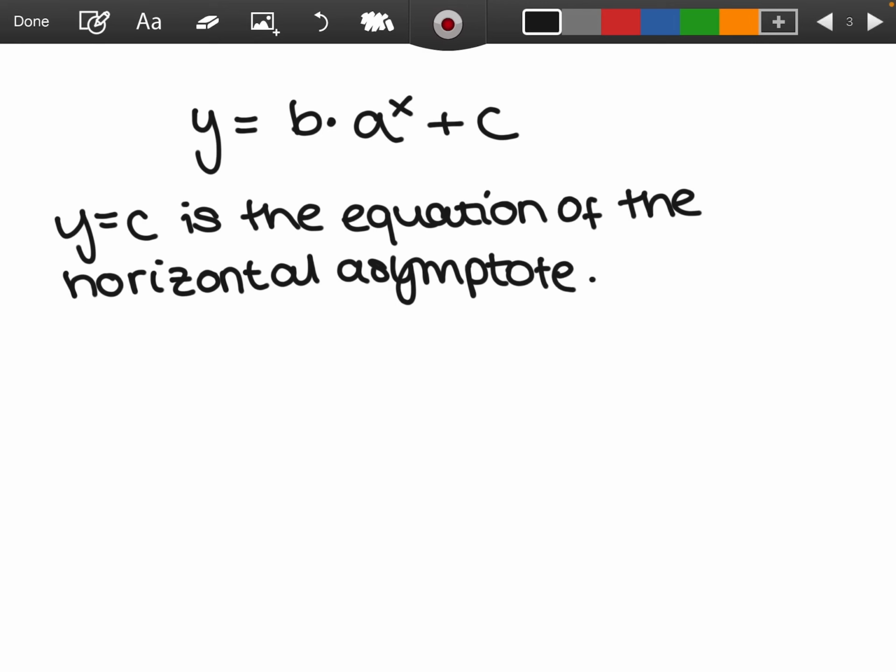And as I said, that stretch of b or the value of a does not affect our horizontal asymptote in any way. So if we've got y is equal to b times a to the x, our horizontal asymptote is still at y is equal to 0. It's only if we shift up or down that the asymptote is going to change.